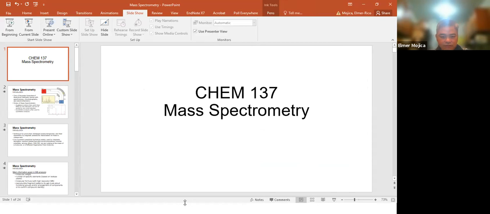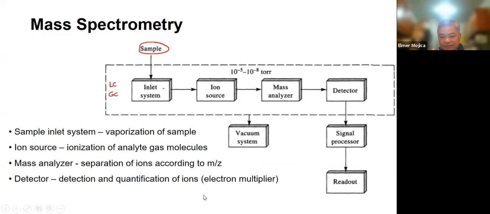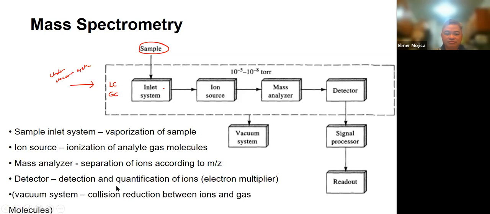And then we have the detector. Okay, so the detection and the quantitation of the ions. And all of these things are what we call under a vacuum system. Now you need to have the vacuum system because that's where the collision happened, the collision reduction between the ions and the gas molecules. So yan yung, we could say, main component ng mass spec. So this is very different from the one that we encounter already.